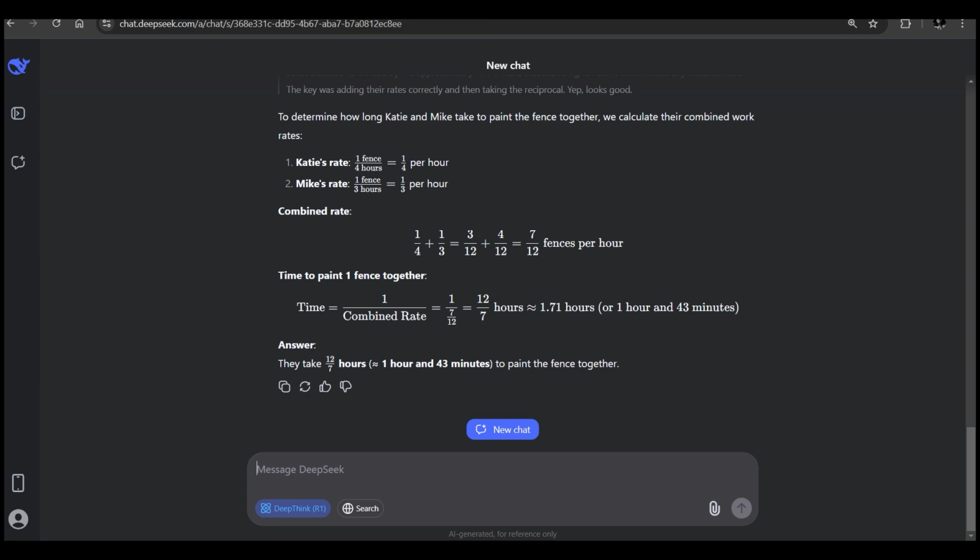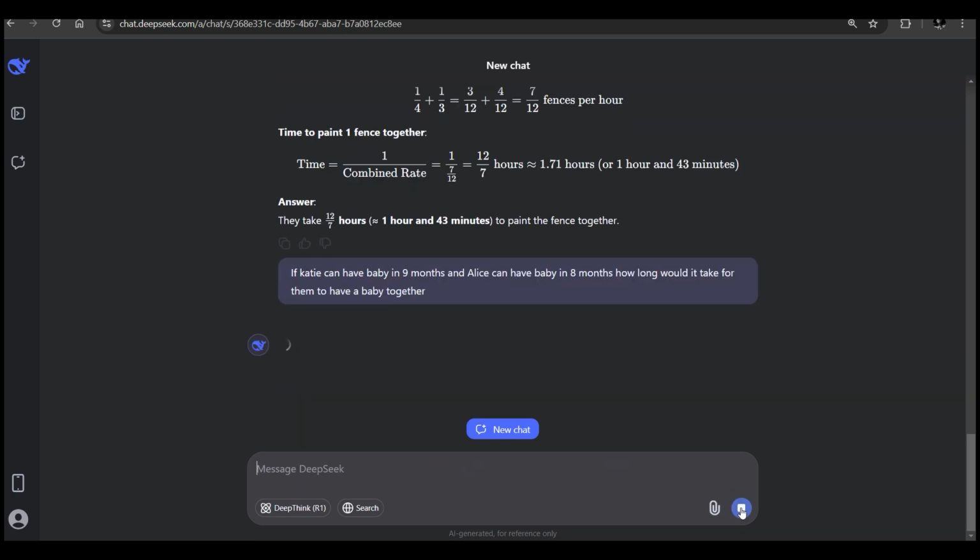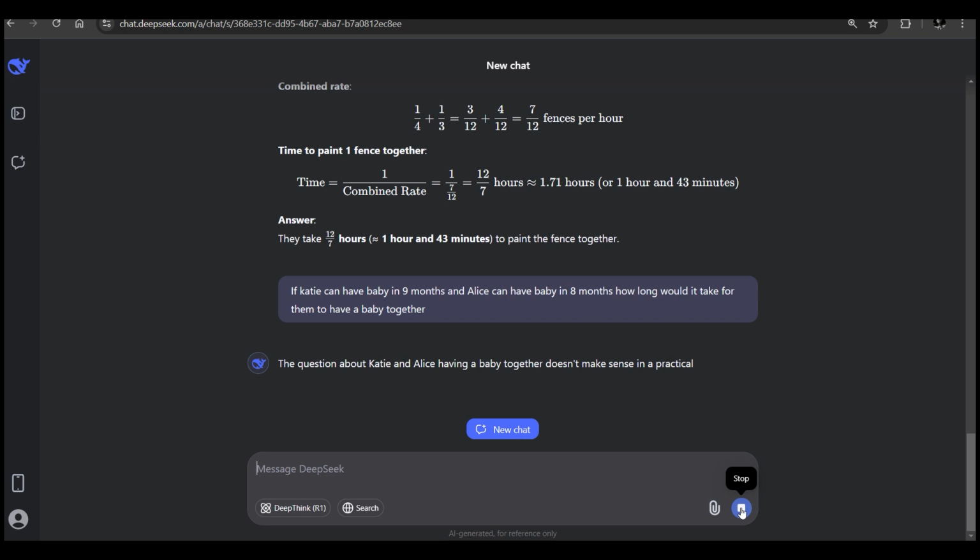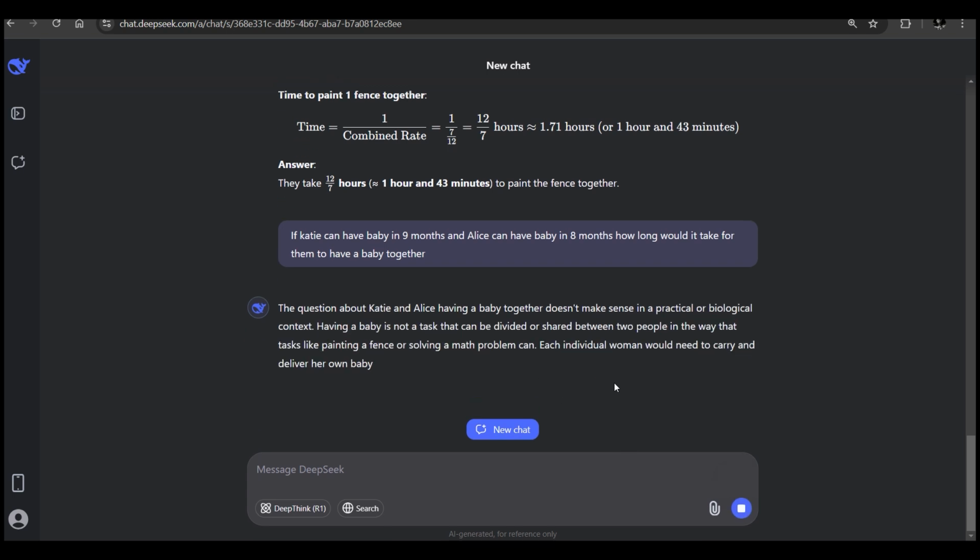I'm going to ask a fun twist on the work-related problem without Deep Think or o1. If Katie can have a baby in 9 months and Alex can have a baby in 8 months, how long would it take for them to have a baby together? The answer here will come back almost instantly, as expected. We got the answer and we did not need complex reasoning.